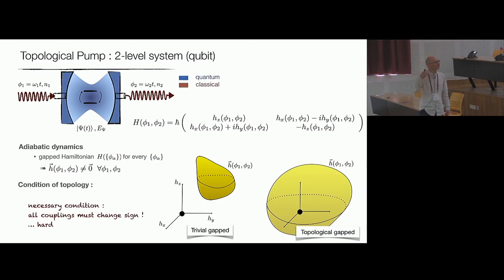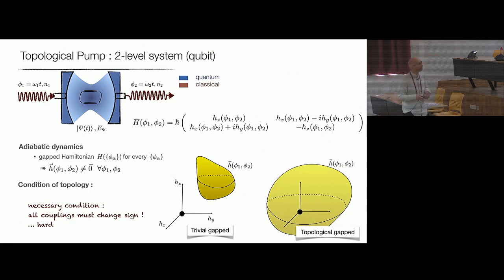So topology in that sense acquires a very visual meaning. As phi1 and phi2 evolve on the torus, this vector is going to map the torus onto a closed surface. This closed surface cannot actually cross the origin because of this gap condition. So either this closed surface winds around the origin or it doesn't. If it winds, you have a topological gapped phase. If it doesn't, you have a trivial phase. Okay, that's the simple physics of a topological spin. And so that's the condition we need.